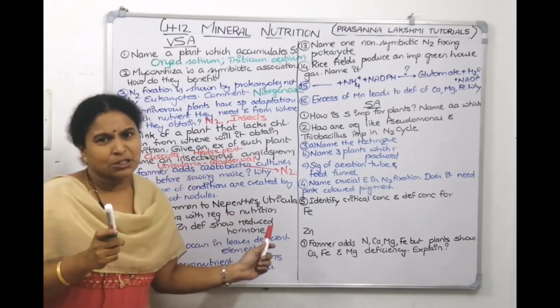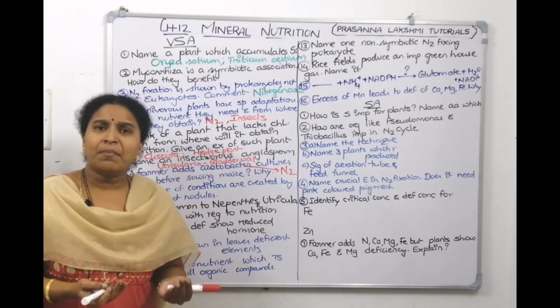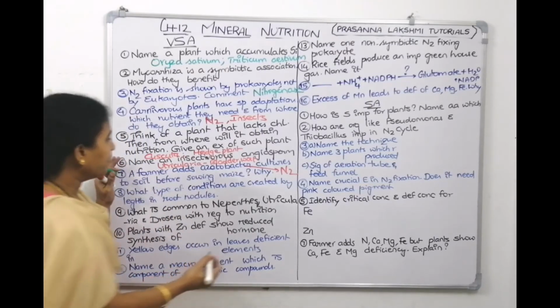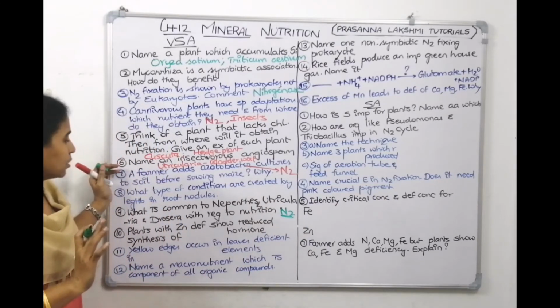Children, ninth question. Which is common to Nepenthes, Utricularia and Drosera? All these are insectivorous plants, right? Now, regarding their nutrition, all of them are insectivorous plants. They require nitrogen. That is common for all of them. So, they require nitrogen. All these three are insectivorous plants.